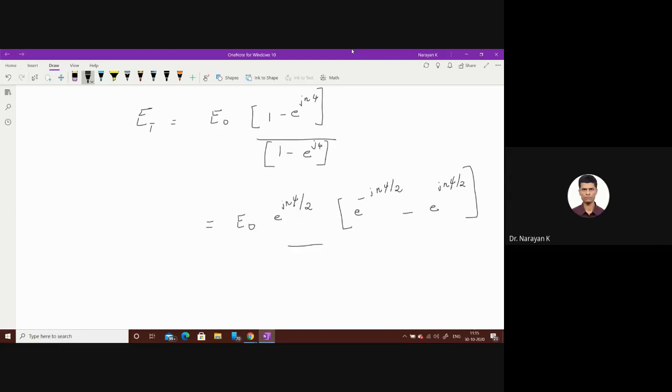Divided by the same exercise, I'll do down. What should I take outside now? E power j psi by 2. So what will be the first term? E power minus j psi by 2 minus e power j psi by 2. Excellent.